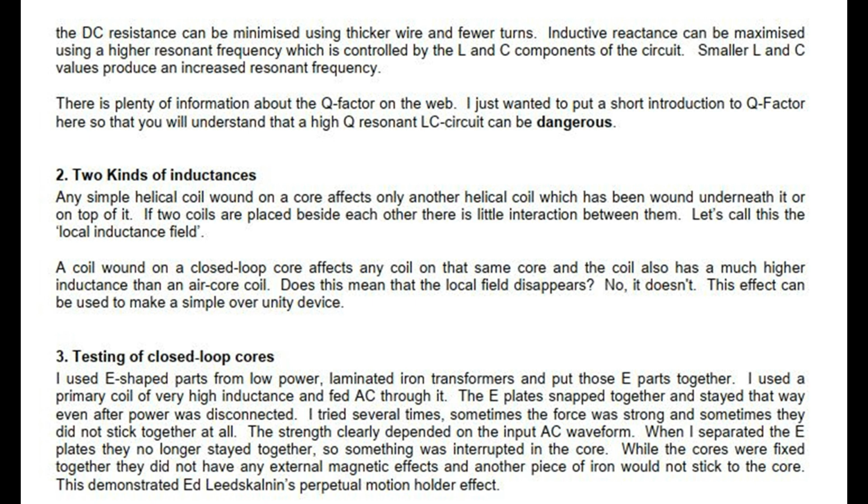There is plenty of information about the Q factor on the web. I just wanted to put a short introduction to Q factor here so that you will understand that a high Q resonant LC circuit can be dangerous.